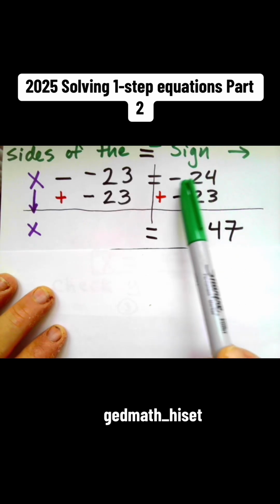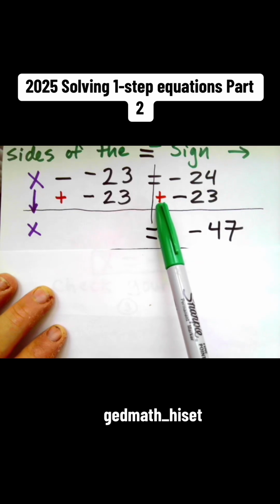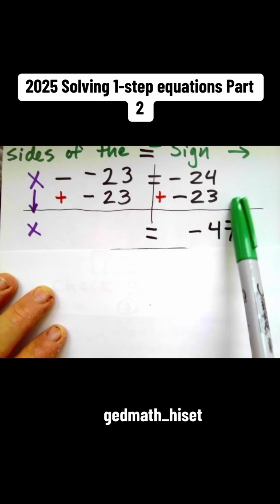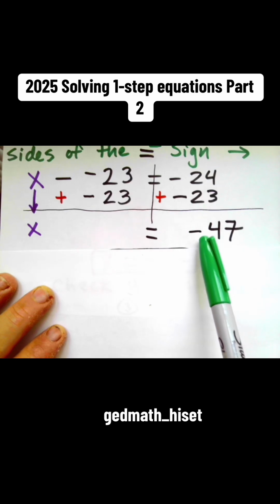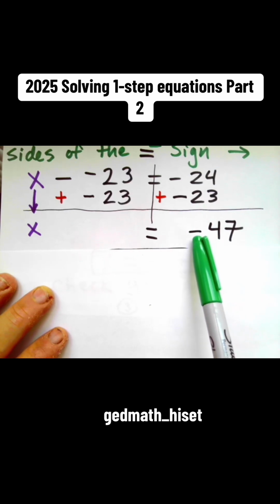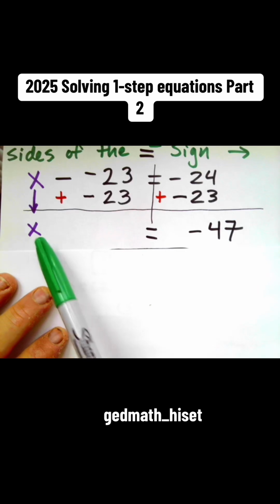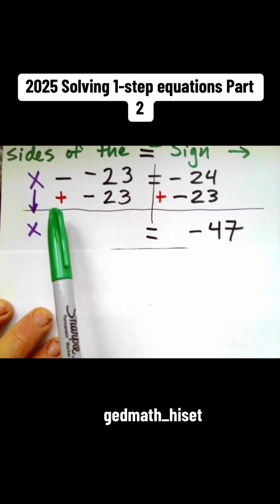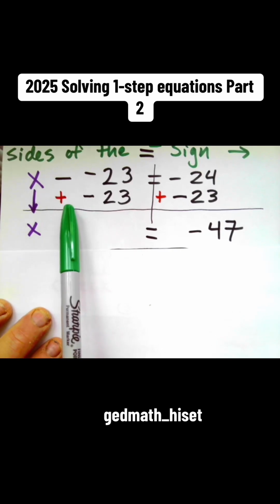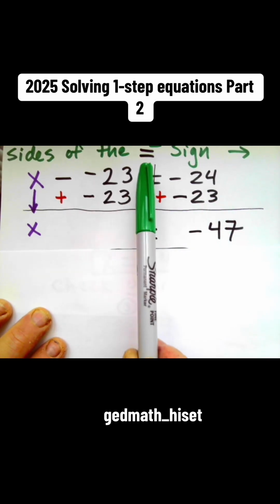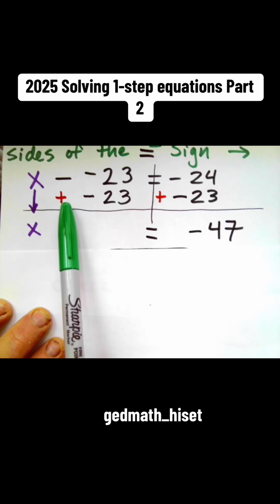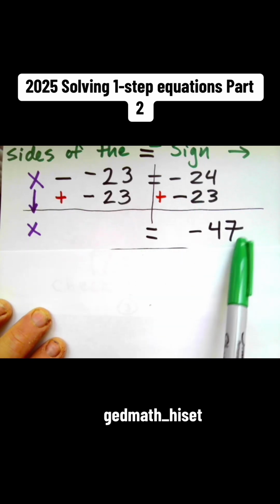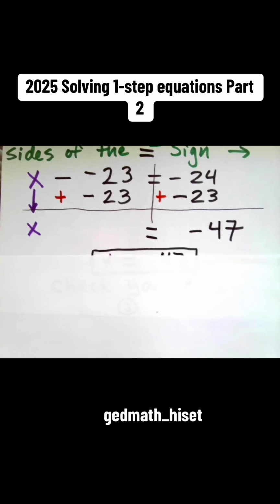So negative 24, you owe me $24. I'm adding another negative 23. You owe me 23 more dollars. How much do you owe me in total? Negative $47. So x equals a negative 47. Remember, we took the inverse or the opposite of that, subtracting, and we added a negative 23 to both sides. The left side of the equal sign cancels. The right side, you add those two, and you get x equals a negative 47.